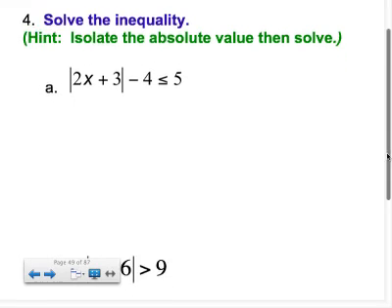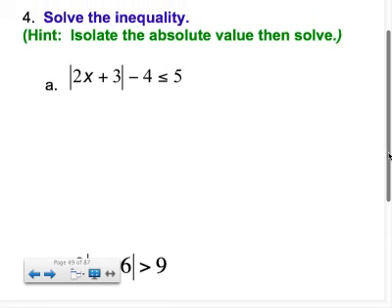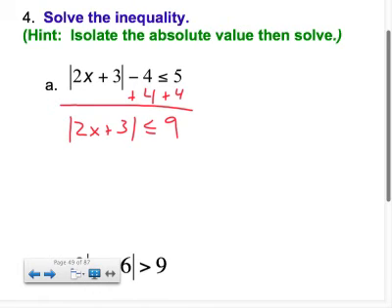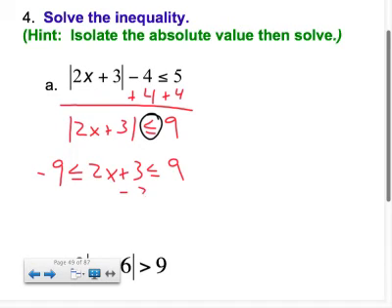Example 4 is a little bit different as far as the extensiveness of the problem. So again, same process. You still want to get the absolute value by itself. So I have the absolute value of 2x + 3 is less than or equal to 9, and now you're right back to square one, what you've been doing in the previous examples. It's less than, so it's an and, so you have -9 ≤ 2x + 3 ≤ 9.